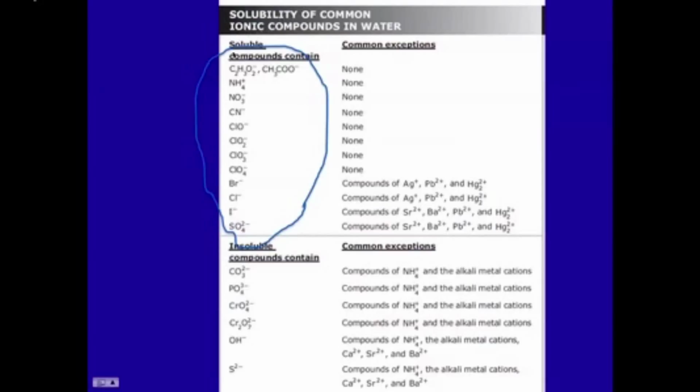The other portion of this that's soluble is over here. On the bottom left, they list insoluble compounds. On the bottom right, they list the exceptions. That means if these things are combined, then they will be soluble and they will dissolve in water. For instance, let's just look at the first one, CO3 2-, that's carbonate. If it's combined with ammonium, NH4, it's going to be soluble. If it's combined with any of the alkali metal cations, anything from that first column, it's going to be soluble. However, if it's combined with anything else, it's going to be insoluble. So that's how you read that, and we'll practice that in class.